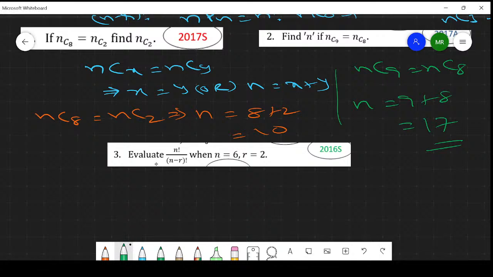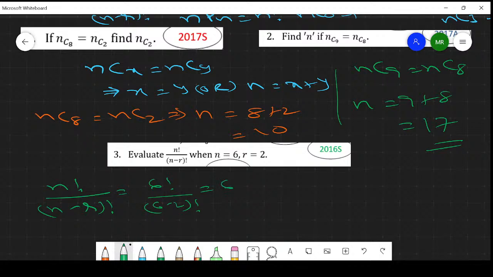Now you can see here. Evaluate n factorial by (n minus r) factorial when n is equal to 6, r is equal to 2. So they are asking, n value is given, r value is given, simplify this. Just take n factorial by (n minus r) factorial. Given n, that means 6 factorial by (6 minus 2) factorial.